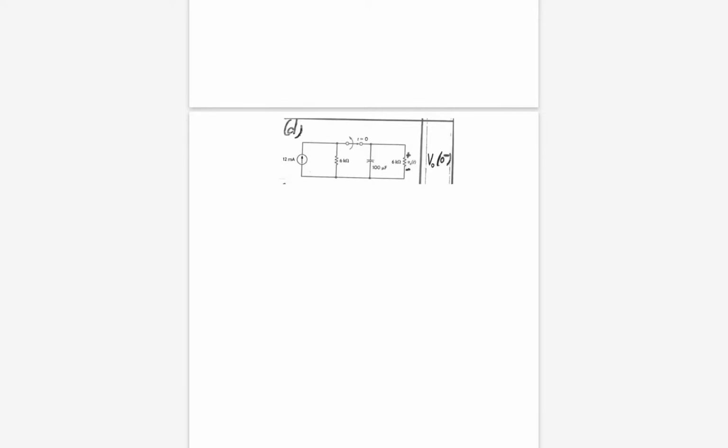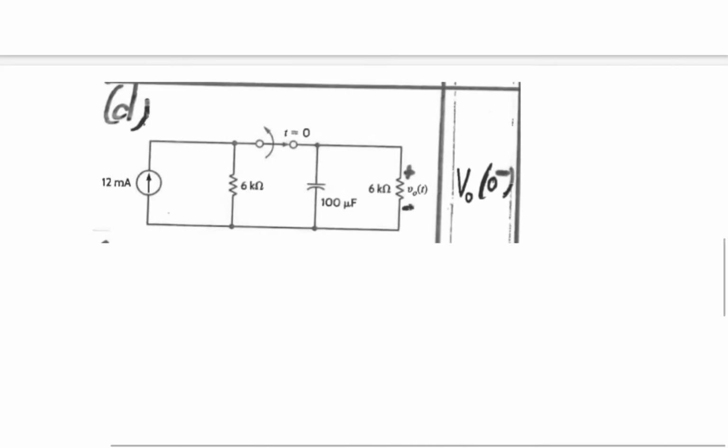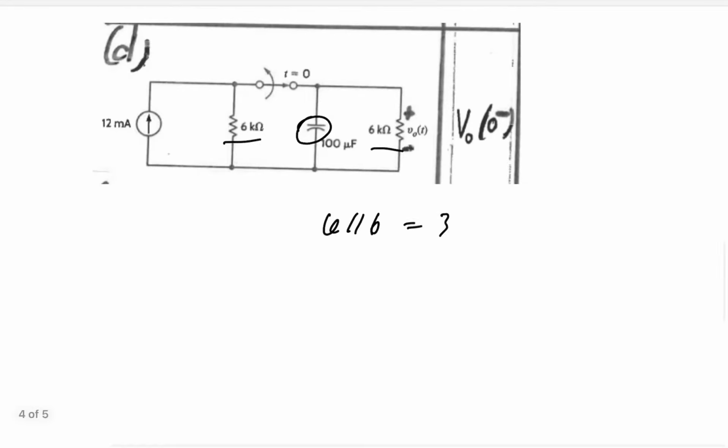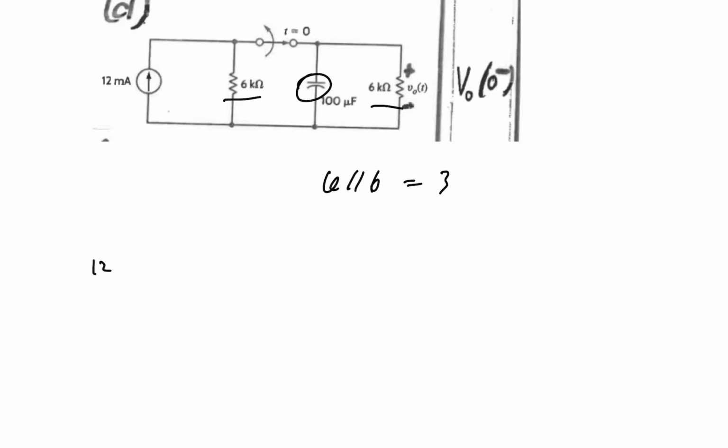This next one here, it's asking us to find the voltage before we make any changes to the switch whatsoever. So nothing's going to happen to this capacitor here because we're leaving the switch as is. So we can basically just pretend that it's not there. We have two resistors here in parallel. We can add those up. So 6 parallel 6 is equal to 3. Let's redraw the circuit.